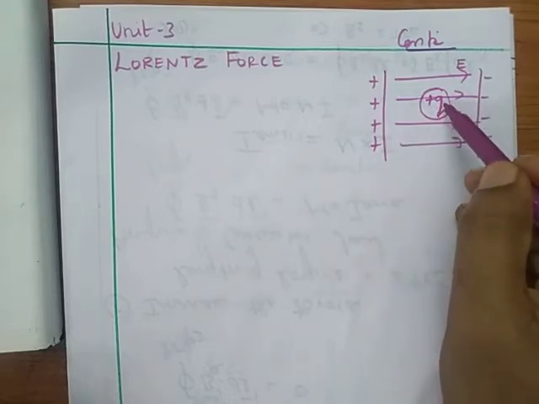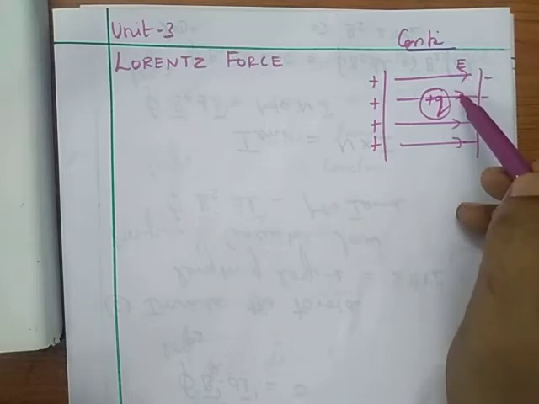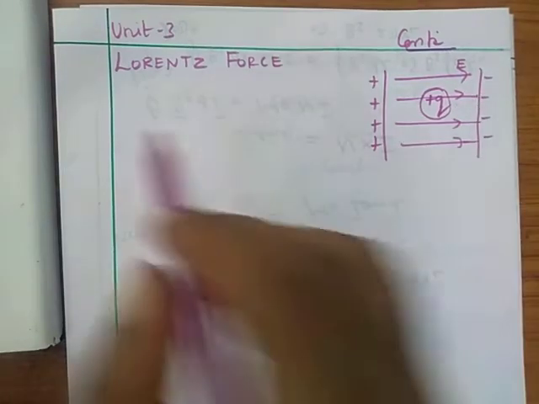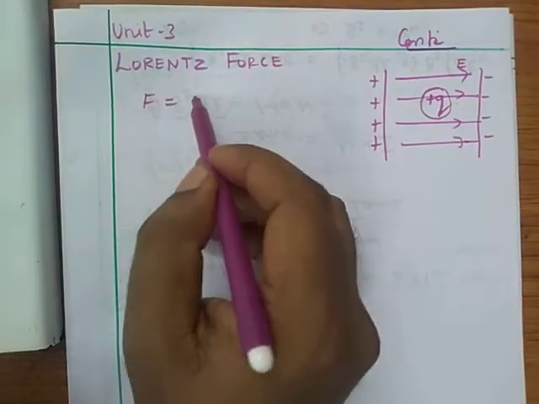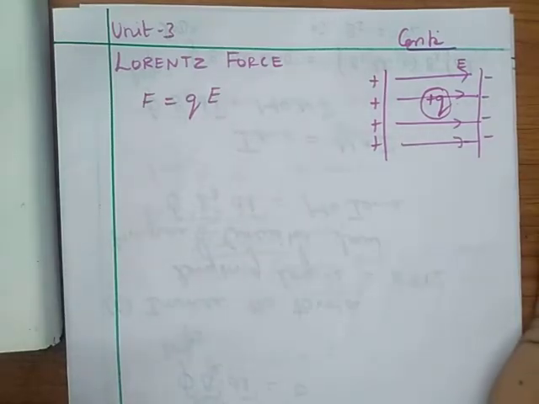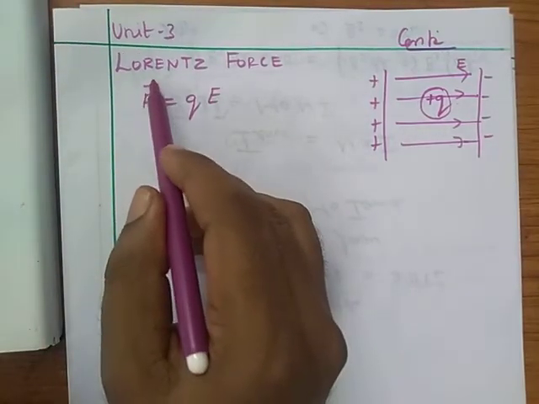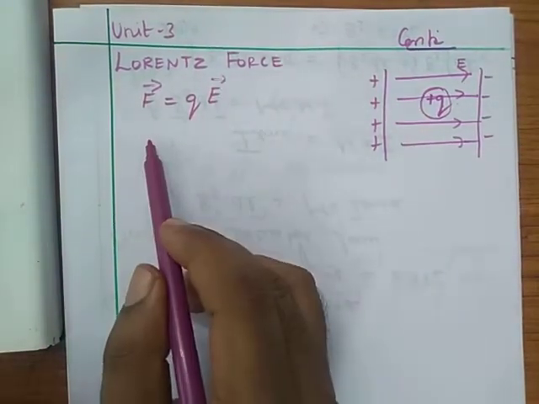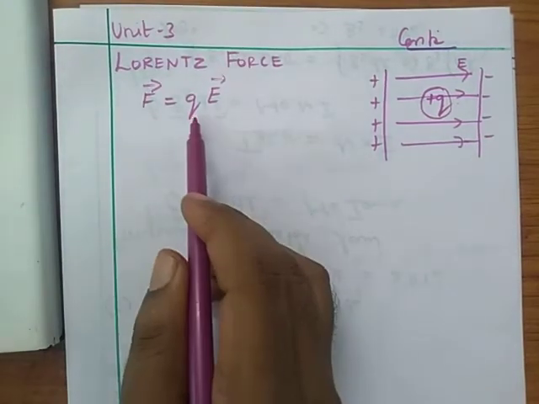Then the charge experiences a force. Due to that force it moves towards the left. That means experiencing the force F is equal to QE, it moves towards the left side. The force on the charge is in the direction of the electric field for a positive charge.